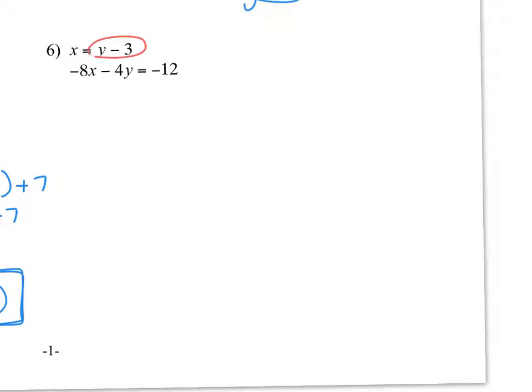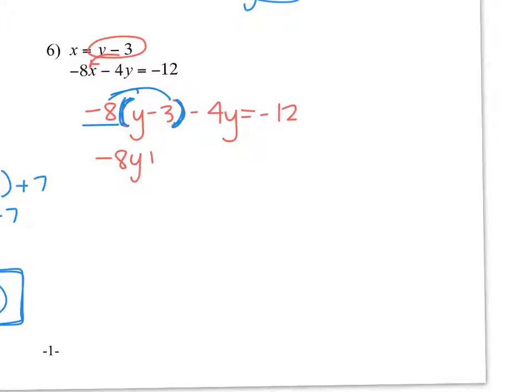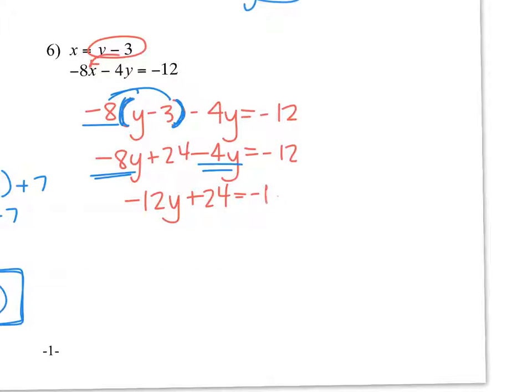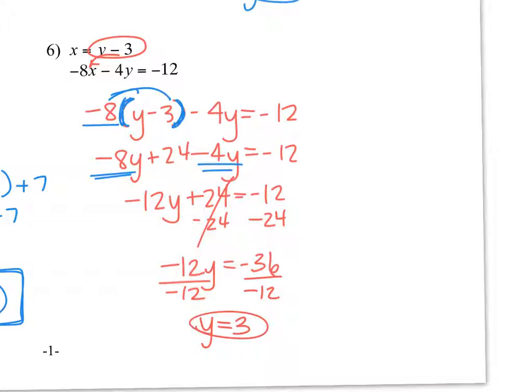On 6, again, we have substitution, this time in the x spot, negative 8, y minus 3, minus 4y. The negative 8 is only going to distribute to what's inside the parentheses. So negative 8y plus 24. Combine like terms for the things that we have that are on the same side. Negative 12y. Use opposites to move things across the equal sign. Last step, always division. Y is going to equal positive 3.